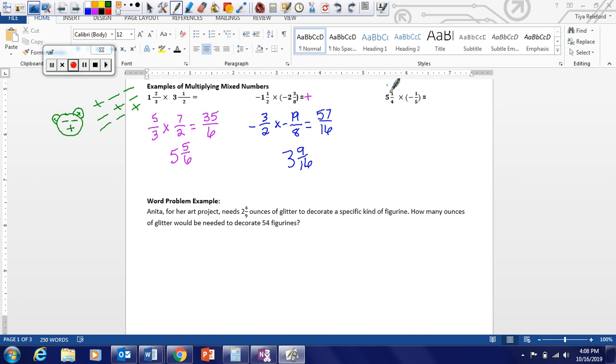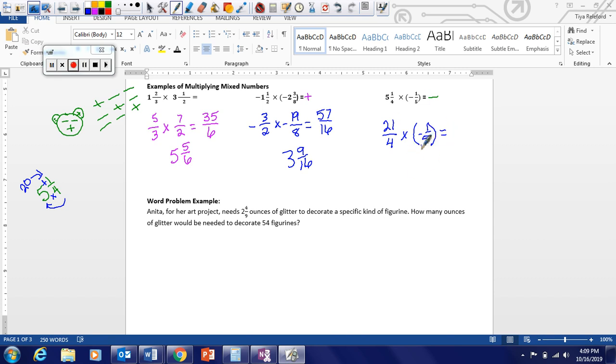Okay, so we have another one, a positive and a negative. So positive and a negative gives me a negative. So I'm going to go ahead and write that right now before I forget. And I'm going to do my step number 1, which is improper fractions. So I have 5 and 1/4 that I will Texas. And I don't have to change 1/5 because it's already a fraction.